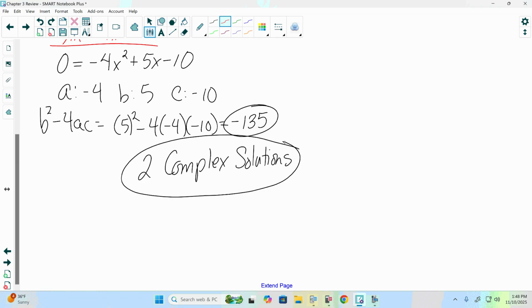The answers on the review do give the solutions, so if you do want some more practice simplifying radicals or using the quadratic formula, you'll want to do it. But for this part of the test, this is all it's looking for. Questions on this here? Let's look at number 30.